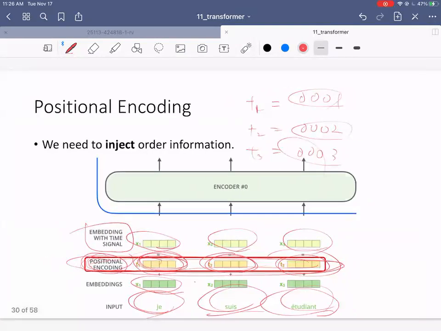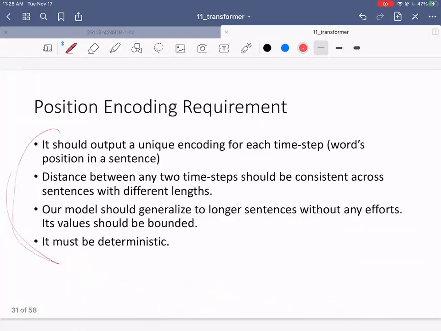So there are a million different ways to inject the order information, but there are certain requirements that you want to satisfy. The first is that the positional encoding should output a unique encoding for each time step. So the first word and second word should have unique output. It cannot be that T1 is 0001 and T2 is also 0001, because then this serves no purpose at all. So this is an obvious requirement.